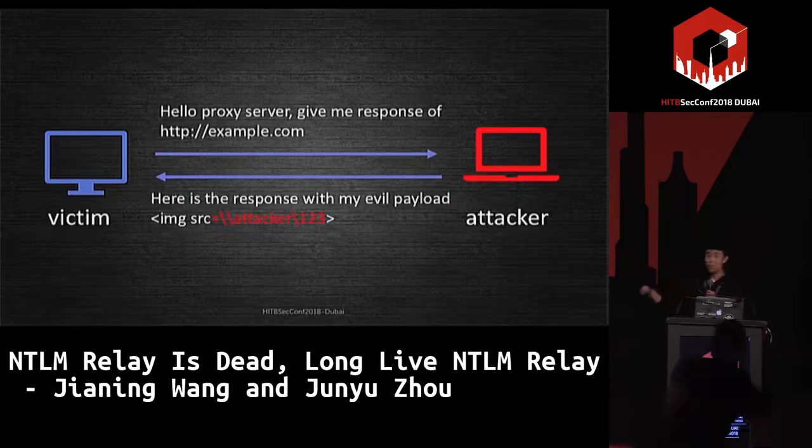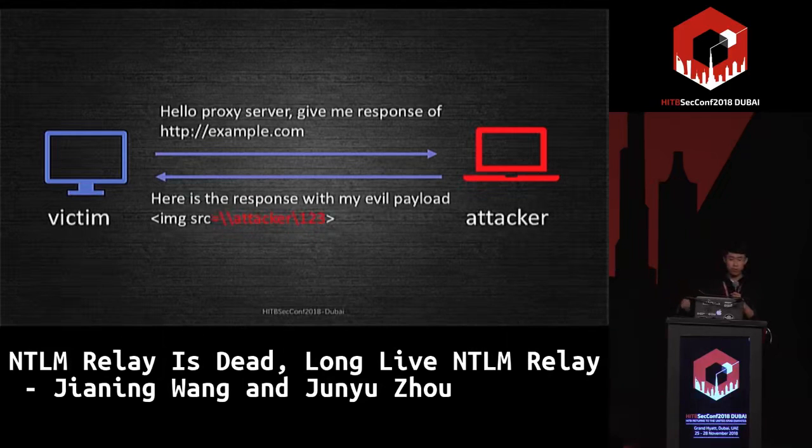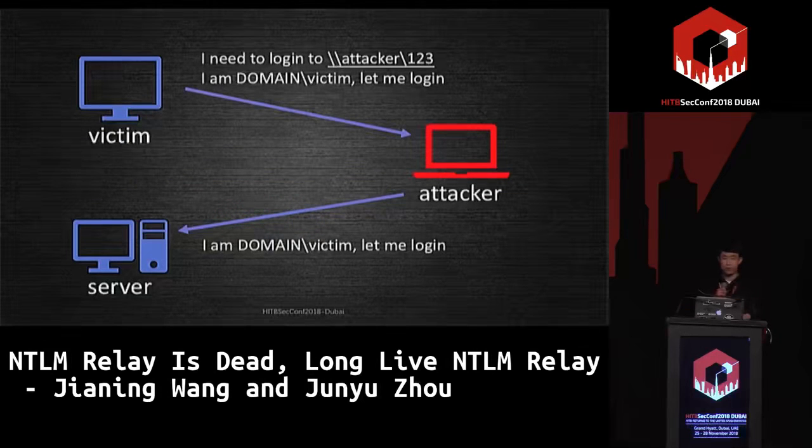This evil image tag's source points to the attacker's SMB server. After the victim parses the response, it will launch a request to the attacker's SMB server. As the victim and the attacker are in the same intranet, the victim will send its credentials automatically. And the victim will perform the three-step NTLM authentication login.